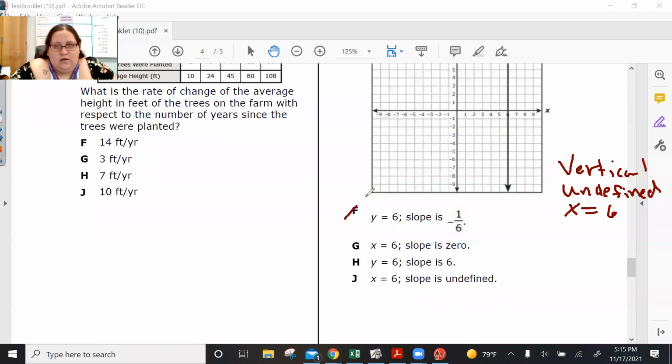Well, that is y equals 0, x equals 6, undefined is j. So if you just remember these small little things, Hoy, horizontal, 0 slope, y equals; Vux, vertical, undefined, x equals, it gets really easy at answering these problems.